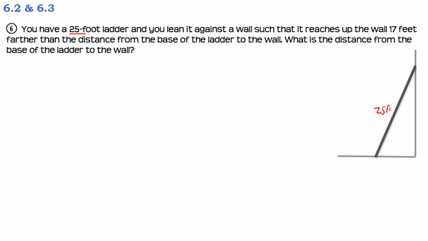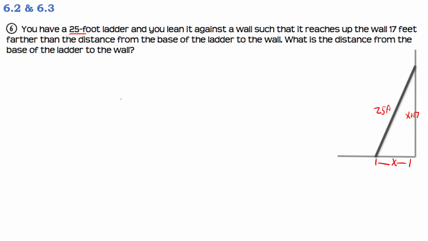Okay. Now it says that you lean it against a wall such that it reaches up the wall 17 feet farther than the distance from the base of the ladder to the wall. So we don't know what this value is right here, from here to here. And they say that it is 17 feet farther than the distance from the ladder to the wall at the base. So we're simply going to say x plus 17.